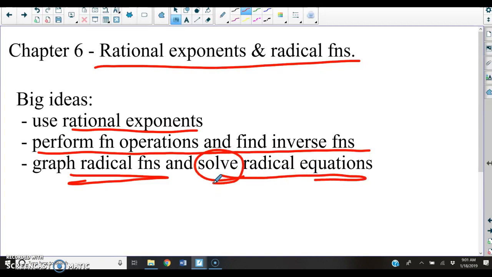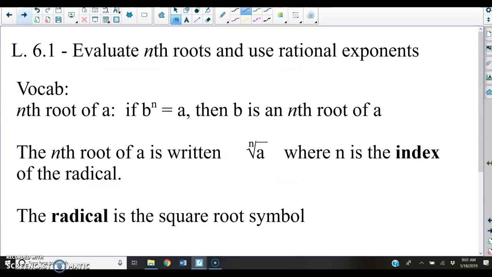I love to solve equations. It's something I can do when I'm done. I have an answer, I can go check it. So I'd love to solve equations. All right, first one. We're going to evaluate nth roots and get started on those rational exponents, fractional exponents.